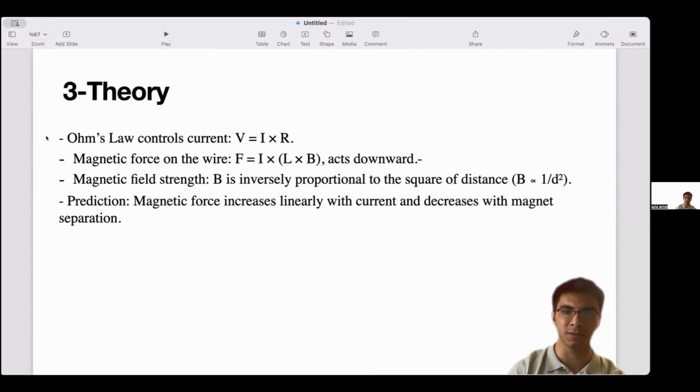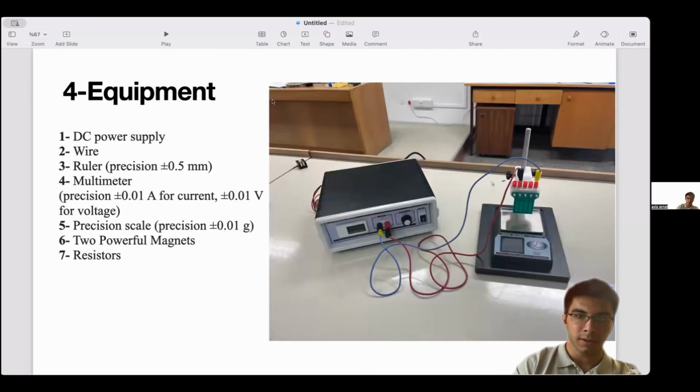Additionally, the magnetic field between two magnets follows the inverse square law, like B is inversely proportional to D squared, where D is the separation of the magnets. For this experiment, I'm using a DC power supply providing a consistent voltage, a spiral-shaped copper wire as our conductor, two neodymium magnets creating a uniform field, a precise scale with 0.01 gram accuracy, a multimeter, and various resistors to get various I values, current values.